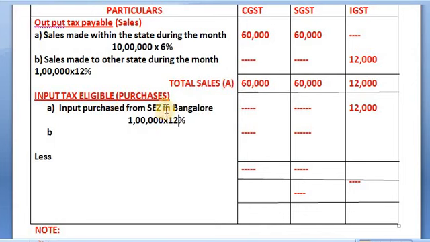Okay. So input purchased from CES in Bangalore. Whether it is Bangalore or anywhere else, if it is CES, we have to take it as interstate and apply IGST. So here it is 12%. 1 lakh into 12%, we have taken IGST 12,000.